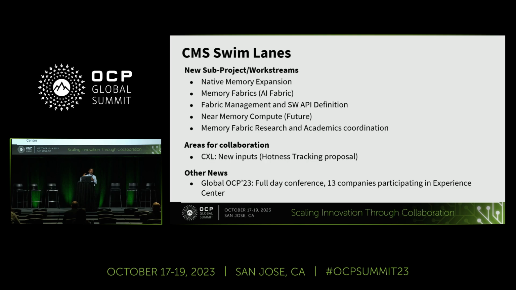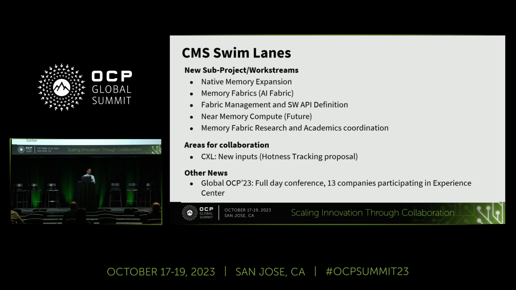Not to forget, there is a dire need and focus for fabric manageability. This includes discovering the fabric topologies and then figuring out the best way to provision the memory, assign it to a specific node, consume it, and then retire it when it is done, including security and encryption, all those aspects as well.